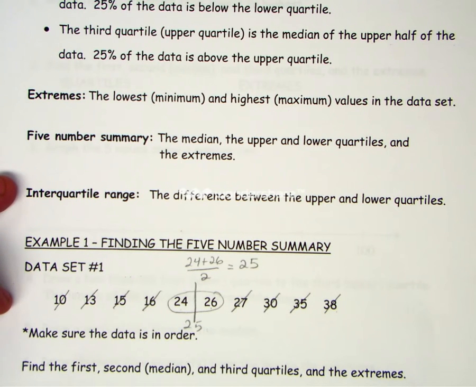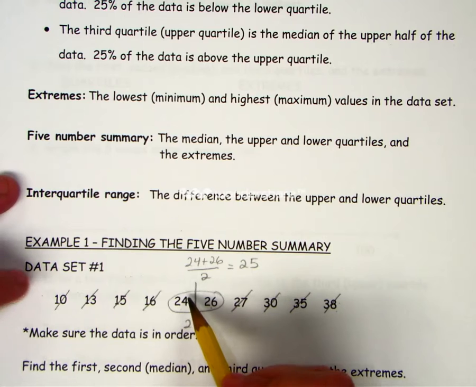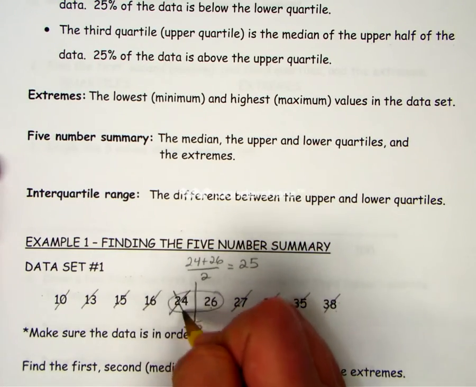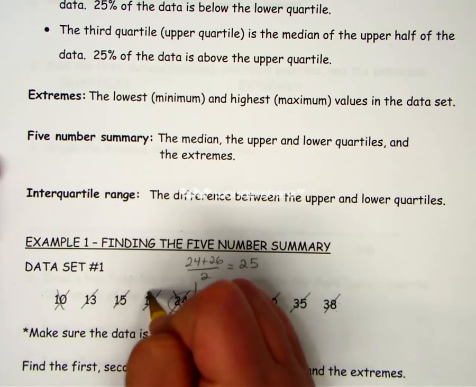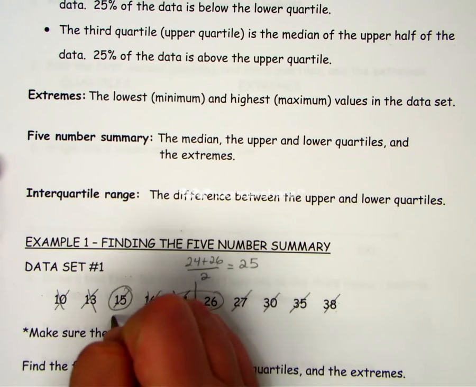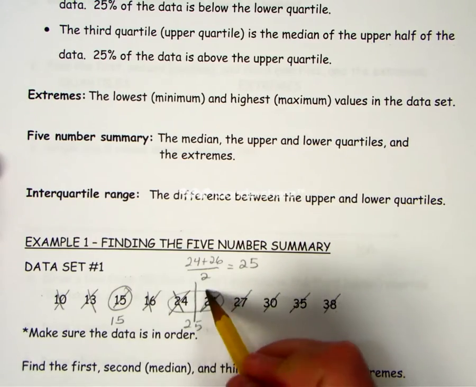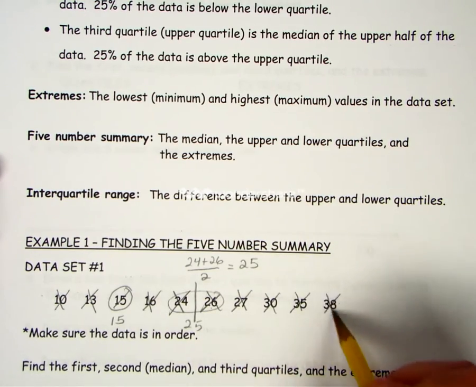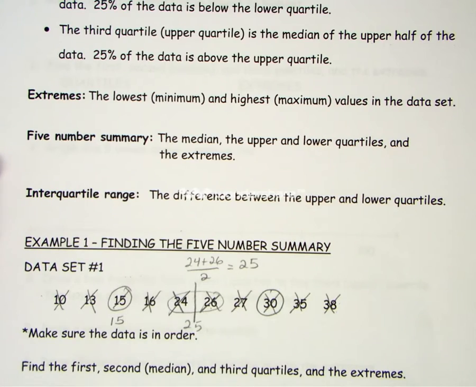Now we're going to look at the lower half. You'll notice that this is the lower half and this is the upper half. We're going to do the same thing, but now we're going to split the lower half in half. Here we go. So I'm going to cross out the 10 and 24, 13 and 16. Now we're going to have a piece of data that falls into the exact halfway mark of the lower half, and that's 15. Do the same thing for the upper half, and if you do that, you end up with 30.